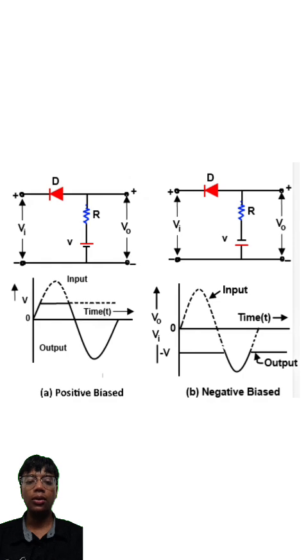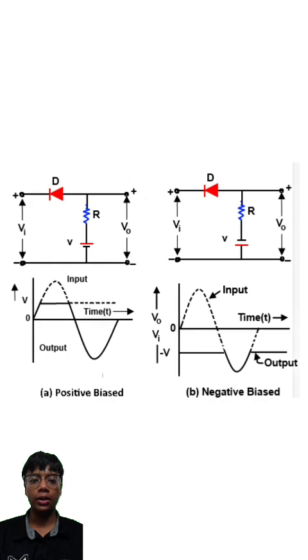We will include a diagram showing both positive and negative clipping and explain how changing the orientation of the diode affects which part of the waveform is clipped. This helps in designing circuits where signal control is important, such as waveform shaping, communication systems, and audio processing.